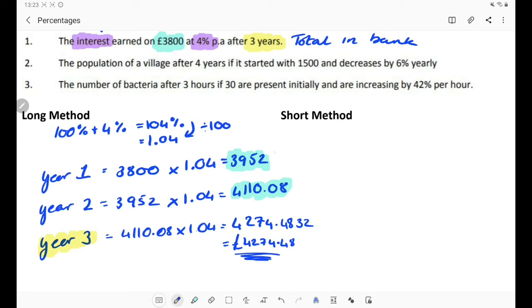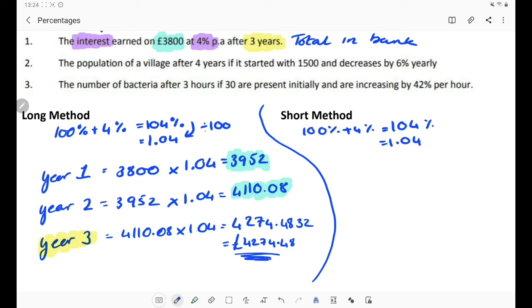Now, that is not the method your teachers will encourage you to use. And the reason is, as you can see, that is a lot of work. Your teachers will all have encouraged you to try the short method. So the short method starts the same. You're still finding that decimal by turning the percentage into it.